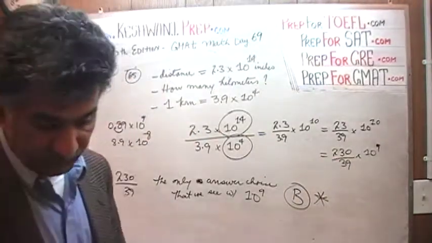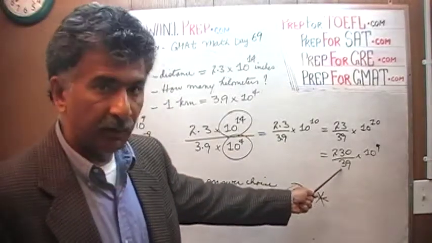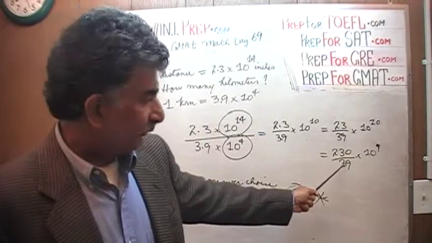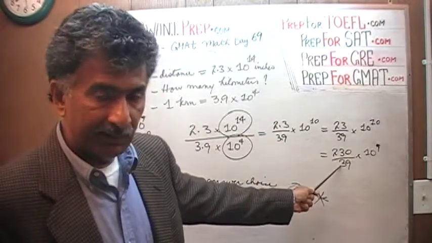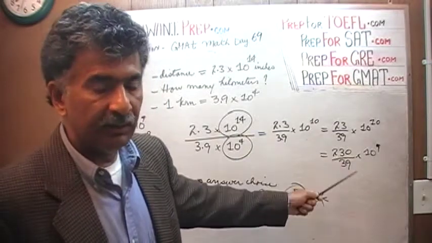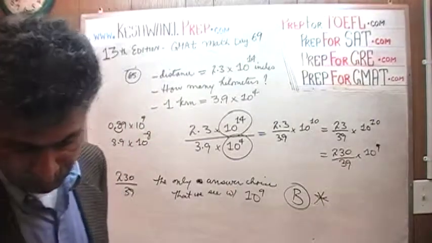And it says 5 point something, which makes sense because 200 divided by 40 would have been 5. Since we are dividing it by something less than 40, it's going to be something more than 5. And since the top is not 200, it's 230, it's going to be 5 point something and then 10 raised to 9, which is exactly what the B says.